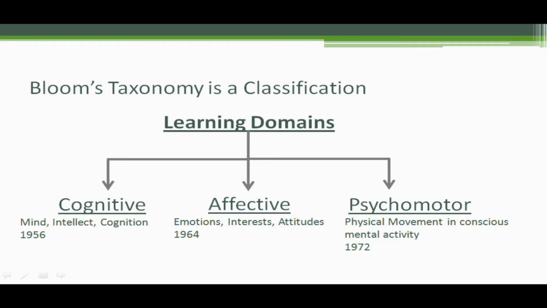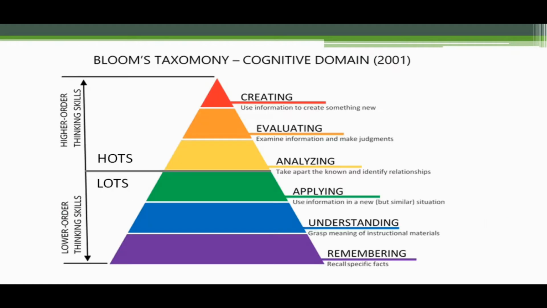Here we are concerned with the cognitive domain. It is mind, intellect, and cognition. Now, let's talk about Bloom's taxonomy, cognitive domain 2001. There are 6 levels of skills. The 3 basic levels are called lower order thinking skills, and the upper 3 are called higher order thinking skills. Lower order thinking skills are called LOTS, and higher order thinking skills are called HOTS. Let's elaborate all these skills one by one.